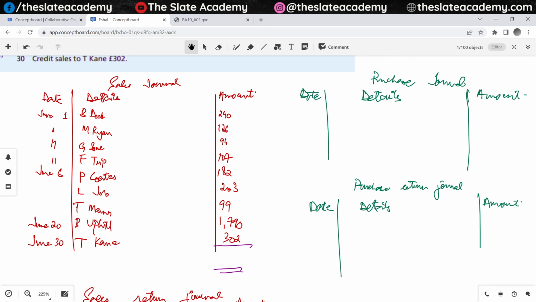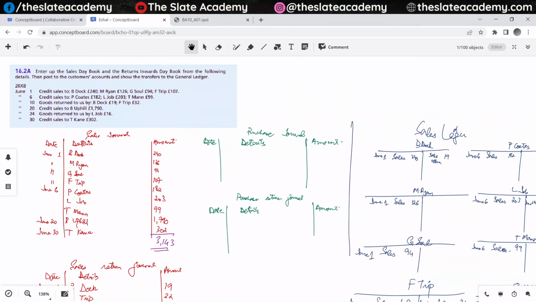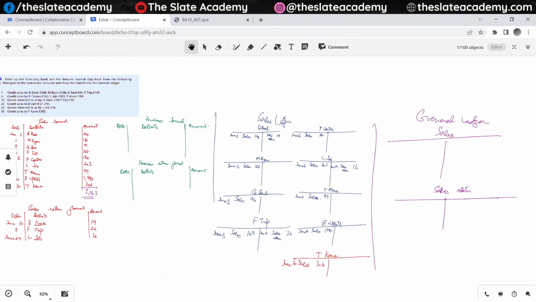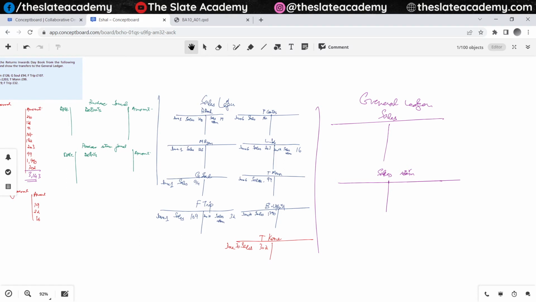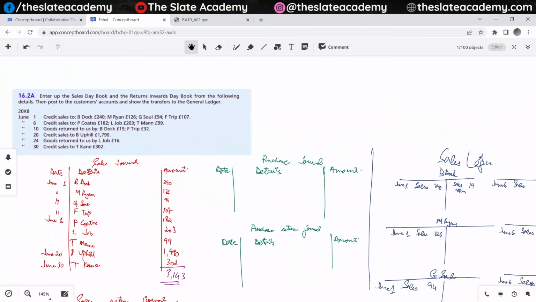Excellent. 3143. So what we do is, in the sales T account, we have just one entry on the credit side. We say 3143, and this comes from sales journal. Okay, and obviously at the end of the period we'll calculate a carried down. Does the question ask it to calculate right now? No.